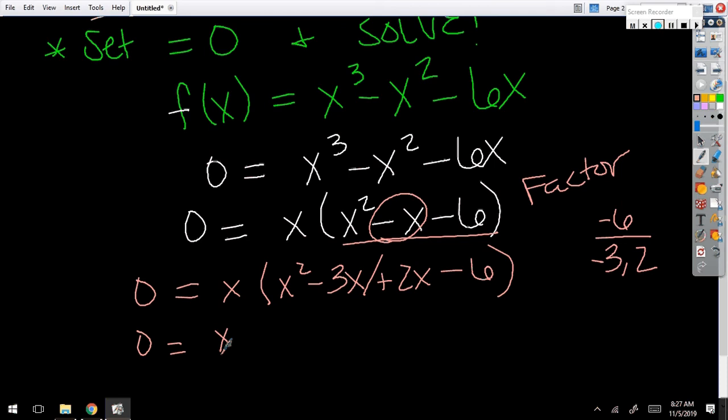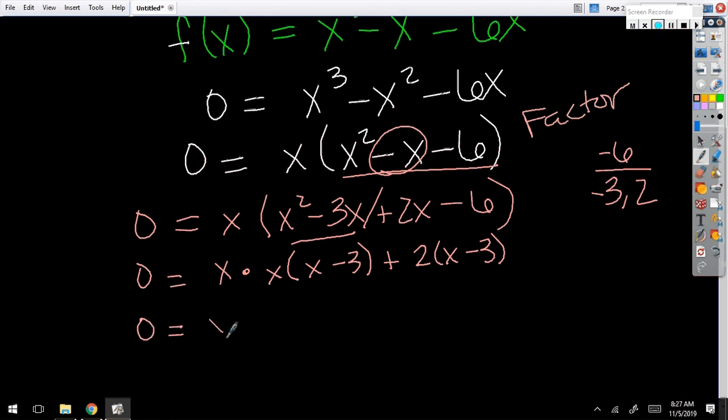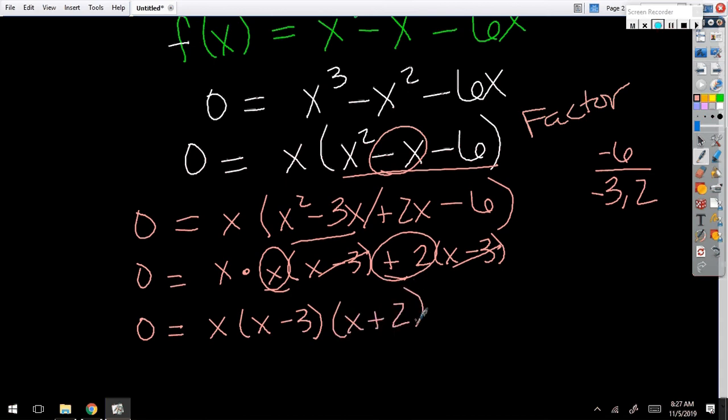This x is just going to keep carrying down as I go. It's going to stay part of the problem, okay? What can I take out of the first two here? X. What's left? X minus 3. What can I take out of the second two? 2. What's left? Now, to write this, I got an x out front, right? And then I've got an x minus 3 and an x plus 2. Can you solve that now? Yeah. Now it's easy to solve.